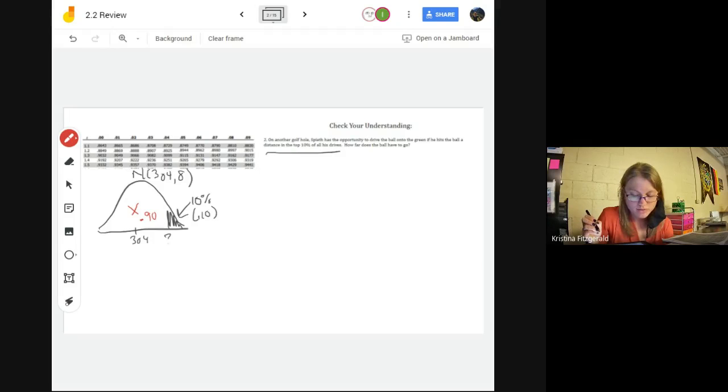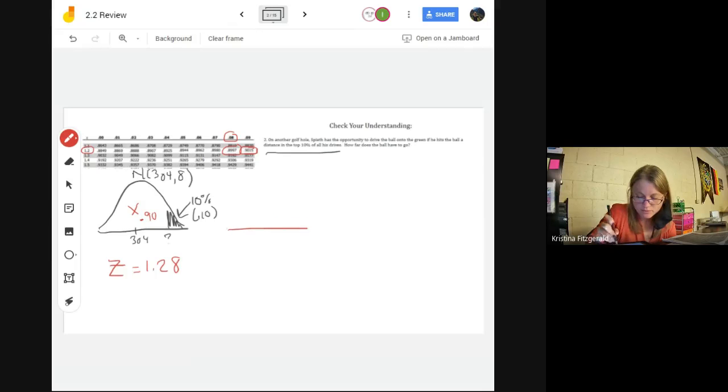So I'm going to go to my chart and find the closest z-score I can to 90%, which in this case is going to be this one here, because these are both close to 0.9, but the 0.8897 is closer. So I'm going to take that z-score, which is 1.28. So now I'm going to do some algebra and basically just work backwards.